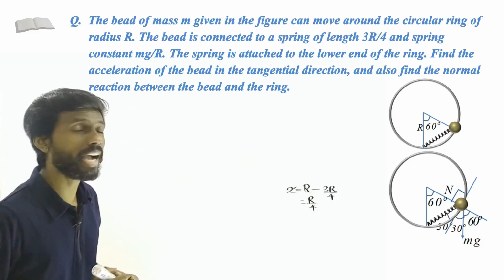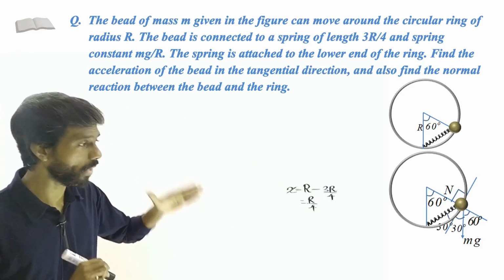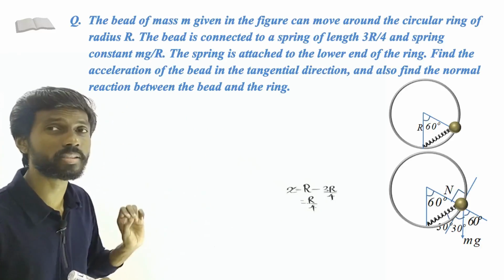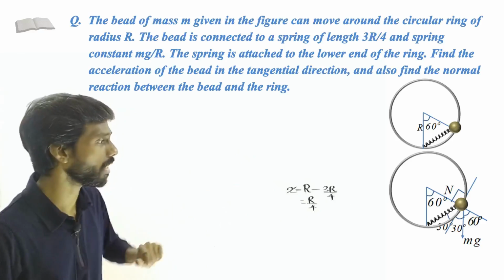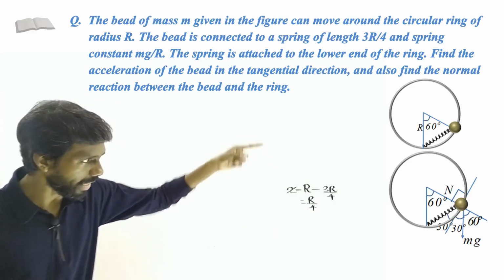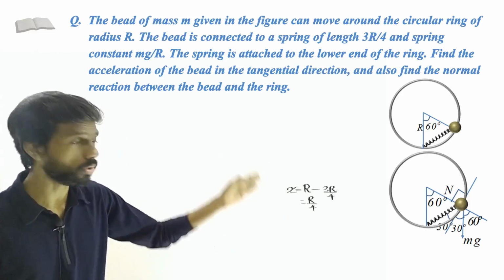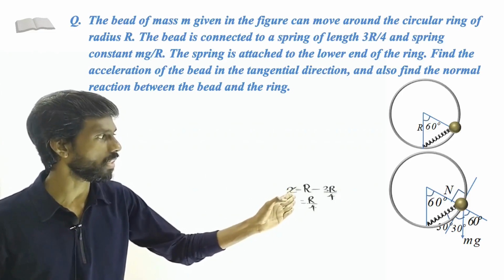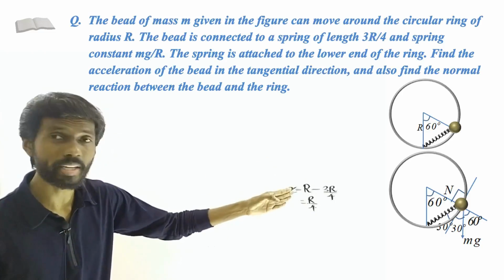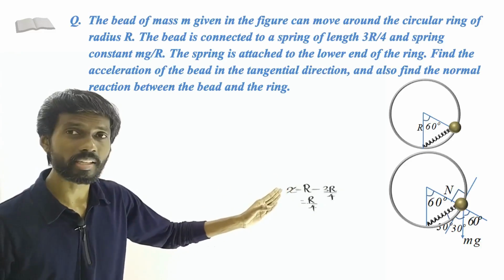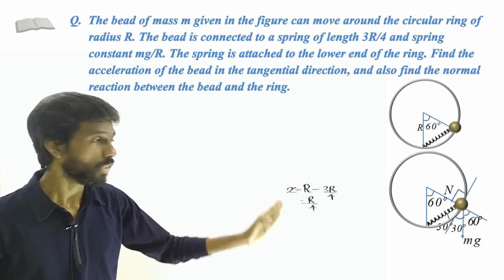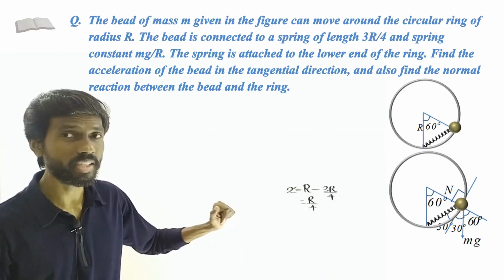But what is the angle made by that spring with the tangential direction? Because we want the acceleration in the tangential direction. See, extend that normal force. That mg makes an angle of 60 degrees with the normal, the corresponding angle. So mg makes what angle with the tangent? That is 30 degrees.